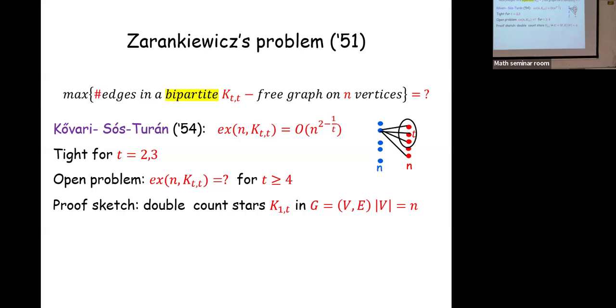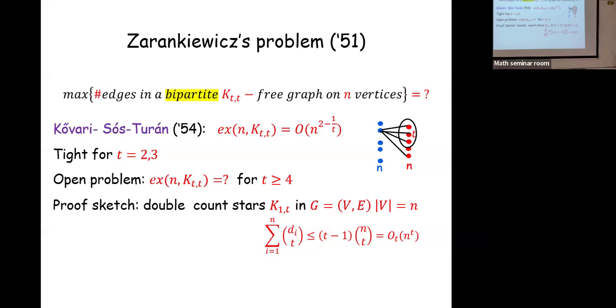So how many do we have? Well, assuming that all degrees are at least t, if you have n vertices, call them 1 to n here, and the degree, the number of neighbors of the vertex i, let's call it d_i. How many stars are centered at this vertex? d_i choose t. So the number of stars is the sum of the degrees on the left side choose t. On the other hand, I'm saying that trivially it is bounded by t minus 1 times n choose t.